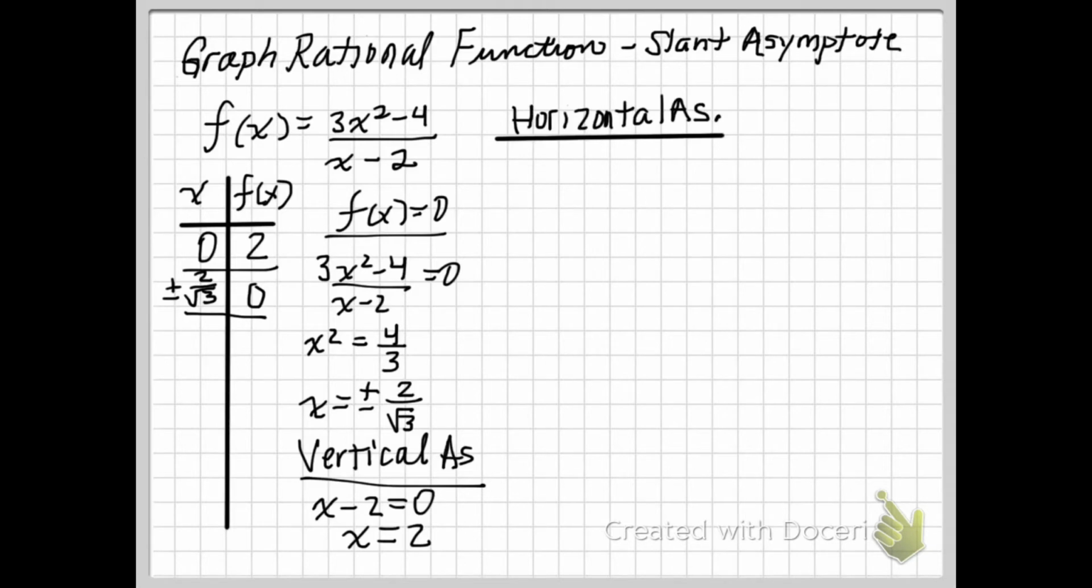Next, we look for the horizontal asymptote, and we're comparing the degree of the numerator to the degree of the denominator. If the degree of the numerator is less than the degree of the denominator, there's a horizontal asymptote at y equals 0. If the degrees are equal, there's a horizontal asymptote at the leading coefficient over the leading coefficient. And we don't have either of these cases here.